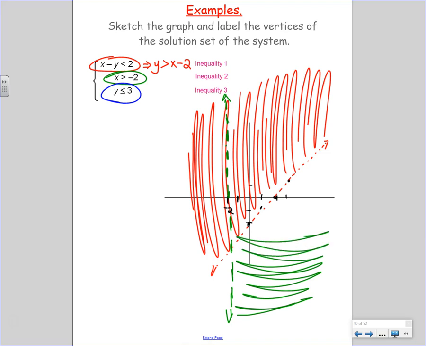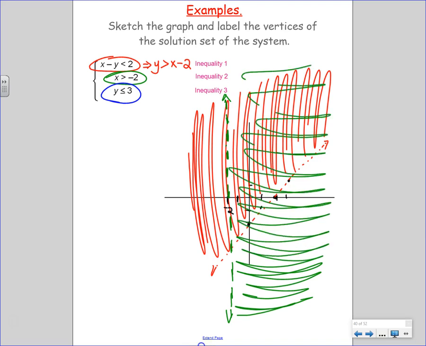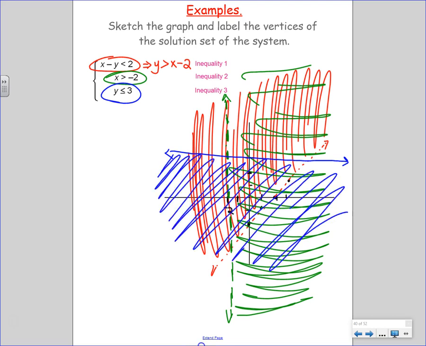Oh, too many. We got some overlap. But I'm still not done. What else? Now we have 1, 2, 3. y equals, isn't that a vertical? No. Horizontal one. Solid. Why is it solid? Because it's equal to. Where am I shading? Under. Is this getting pretty messy? Oh, yeah. Oh, it made a triangle.